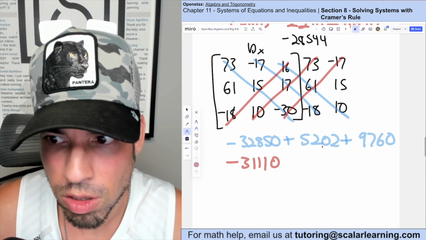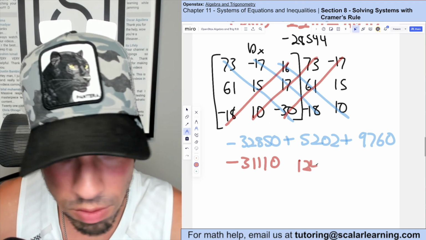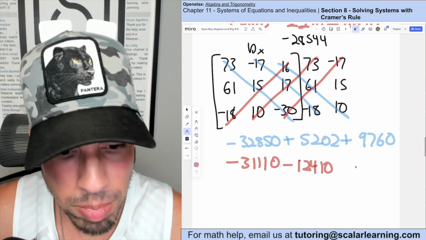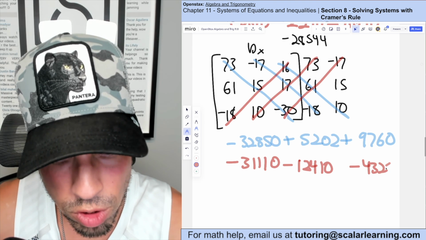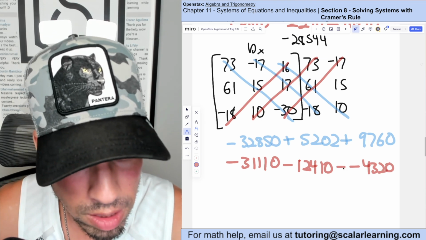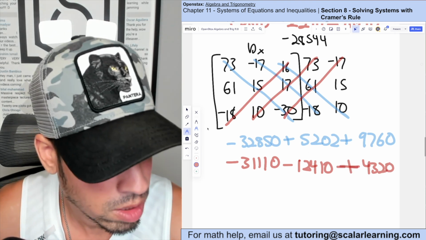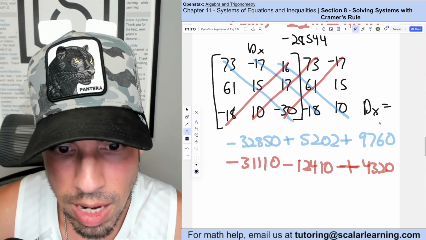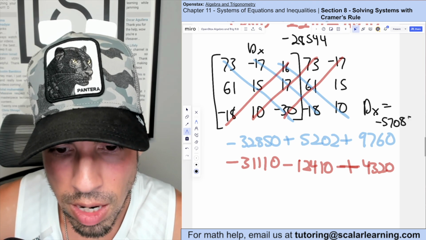Then these three here give us 12,410. Again, we're minusing that. And then these three, it's going to be negative 4320. But again, we're minusing that. Okay, and that double negative is going to turn into a plus. All right, let's combine everything. And we get for dx negative 57,088.